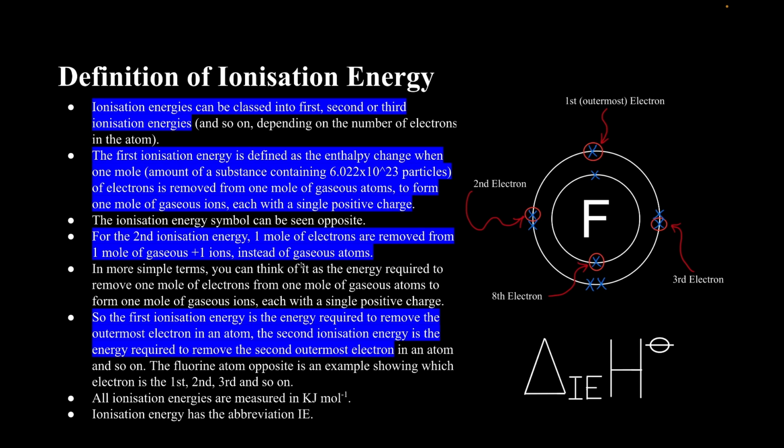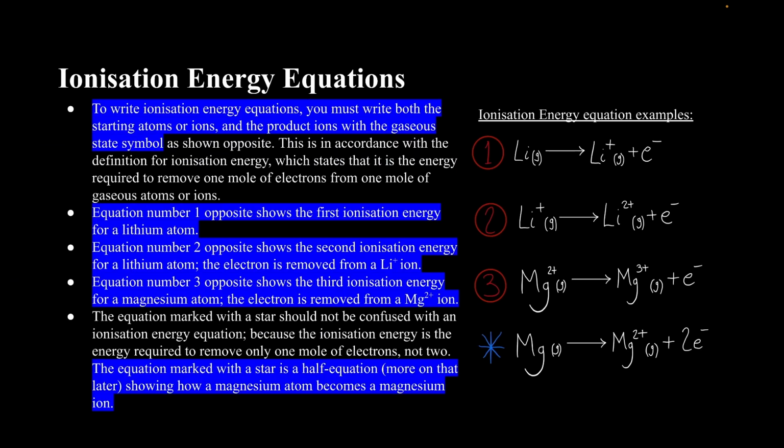That would show which ionization energy you're talking about. It's really important to remember the second ionization energy can't happen unless the first one has happened, and the third ionization energy can't happen unless the first and the second ionization energies have happened, and so on. It's really important you remember this point. Now let's look at ionization energy equations.